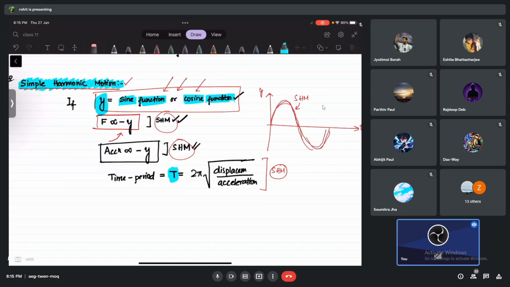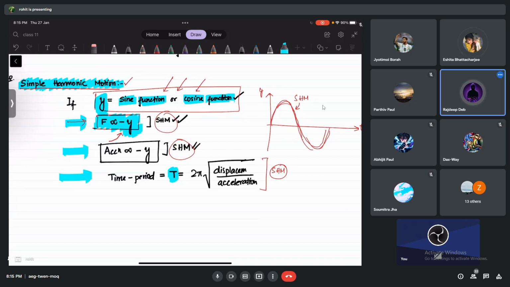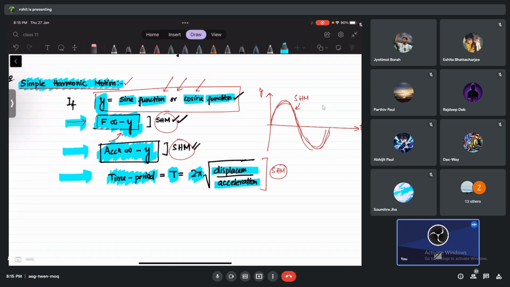What else can you find? What is the property in simple harmonic motion? The force acting on the particle is found to be directly proportional to what? Negative of displacement. Yes, this is another property. Another property: the acceleration acting on the particle is proportional to the negative of displacement. One more thing, if the time period of the particle happens to be equal to 2 pi root of displacement by acceleration, then also the object is said to execute simple harmonic motion.